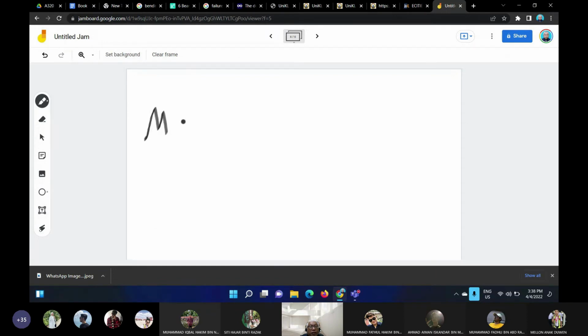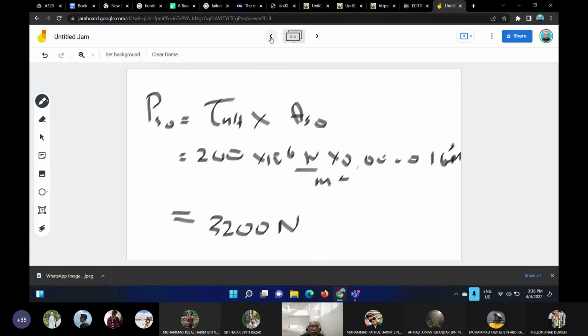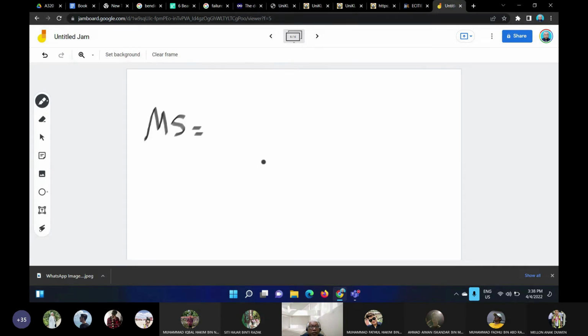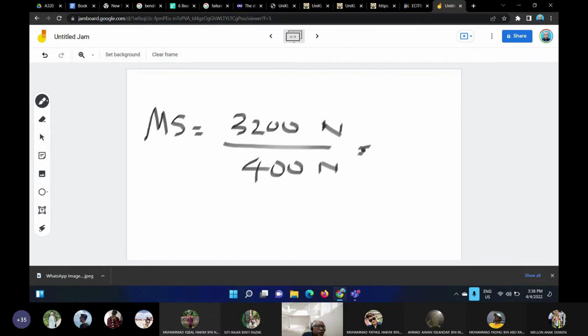You have to calculate the margin of safety. The material strength can carry 3,200 Newton, and then you apply a load on the rivet of 400 Newton. So the margin of safety is 8. So you have 800% extra if you apply 400 Newton.